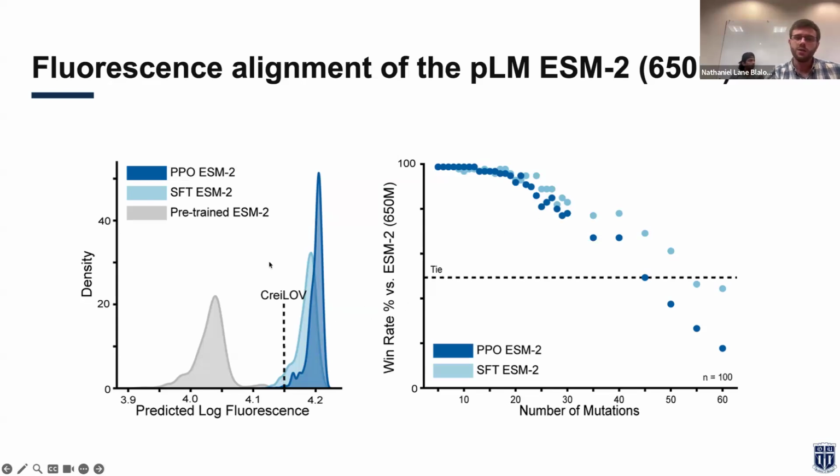And again, this was with 5 mutants, but we wanted to see how many mutations we could add before the generative performance dropped off. And we were really surprised that we could add up to 45 mutations before they dropped below base model performance, indicating that these aligned models really could add quite a few mutations and still enhance fluorescence.